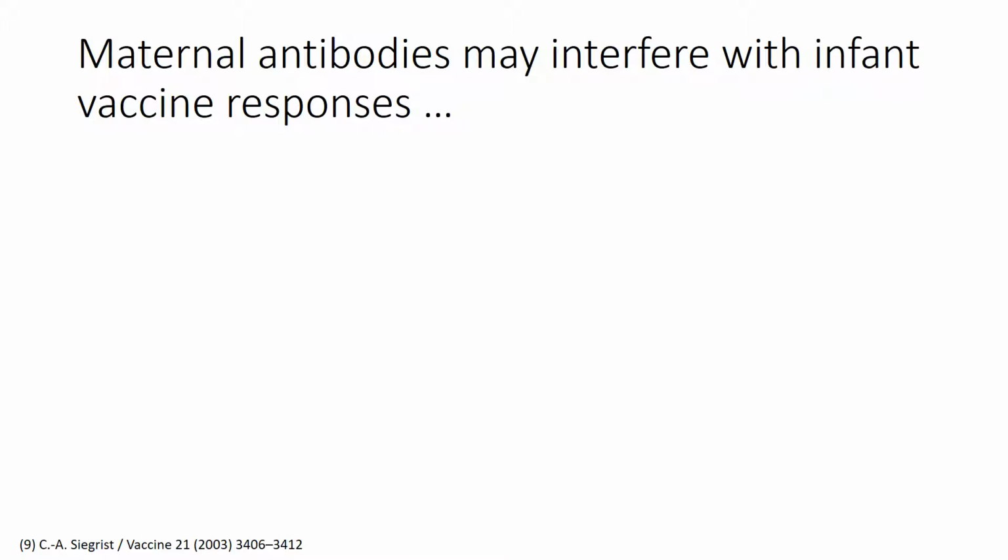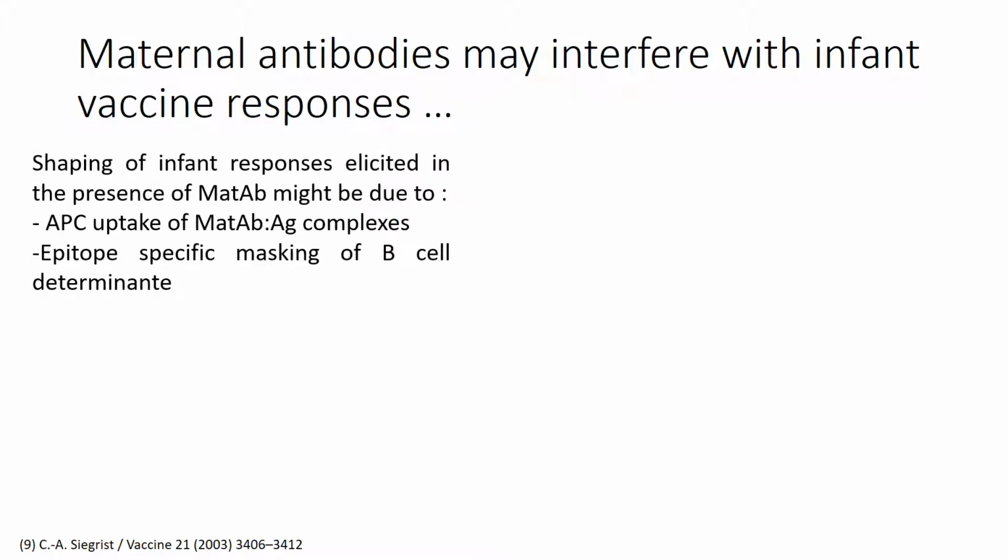To finish, it has been shown that maternal antibodies may interfere with infant vaccine response. The two essential immune mechanisms mediating the influence of maternal antibody on infant vaccine response are, on one hand, APC uptake of the maternal antibody-antigen complex, and on the other hand, some FcR-independent mechanism. This led to the hypothesis of some epitope-specific masking, where suppressive maternal antibody simply hides the antigenic epitope from infant cells.